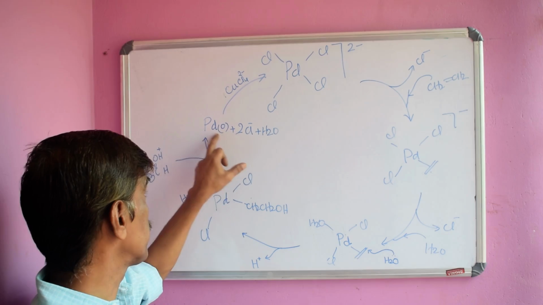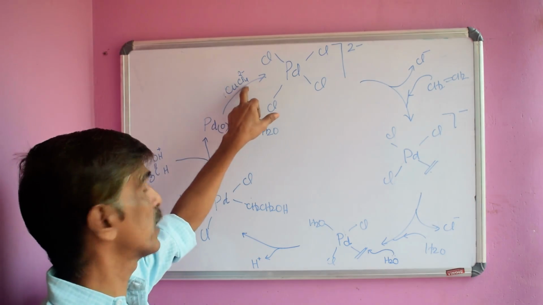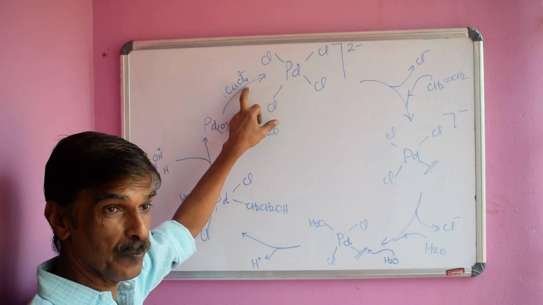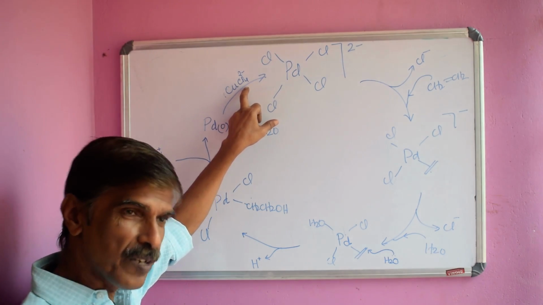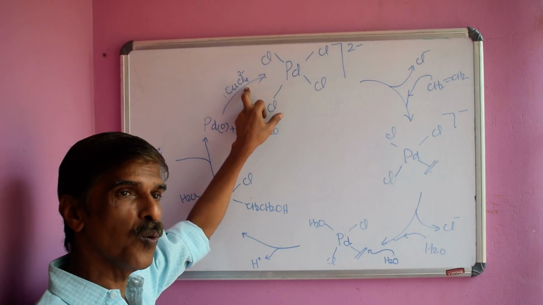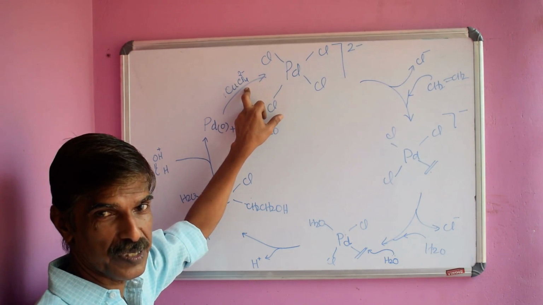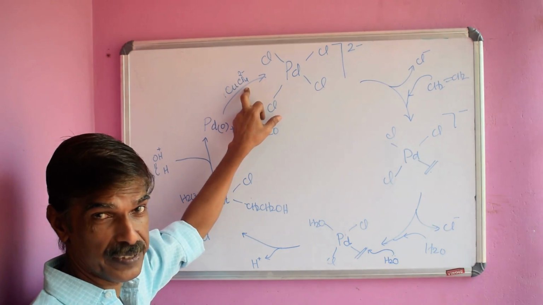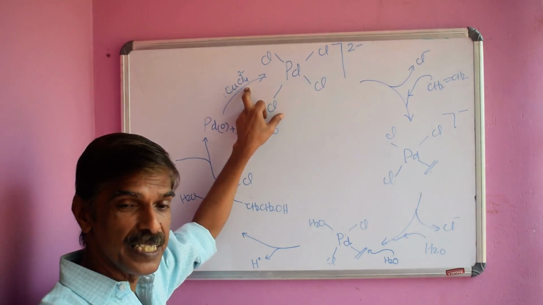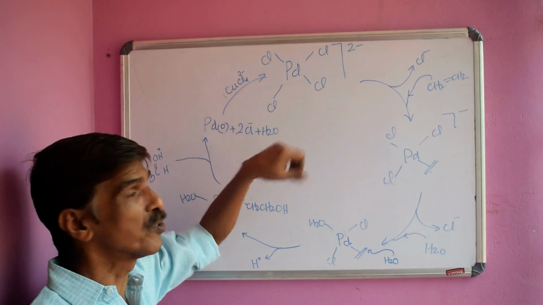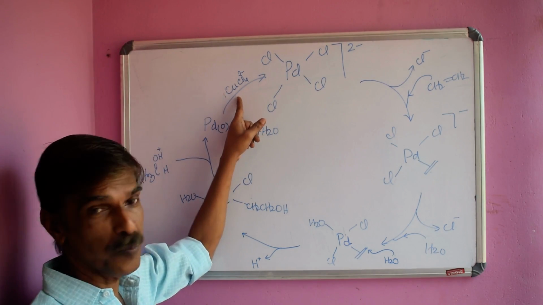That is, this Pd0 is converted by CuCl4 2 minus, and CuCl4 2 minus is converted into CuCl2 minus. That is copper 1 chloride. And this CuCl2 minus is oxidized by oxygen into CuCl4 2 minus back.